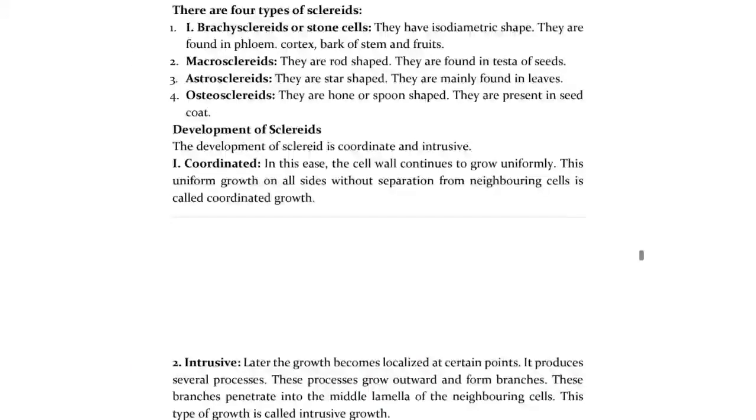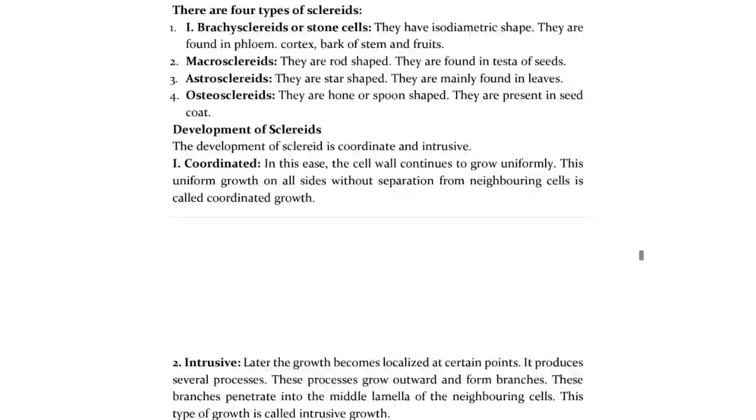There are 4 types of sclereids. 1. Brachysclereids or stone cells. They have isodiametric shape. They are found in phloem, cortex, bark of stem and fruits. 2. Macrosclereids. They are rod-shaped. They are found in testa of seeds.